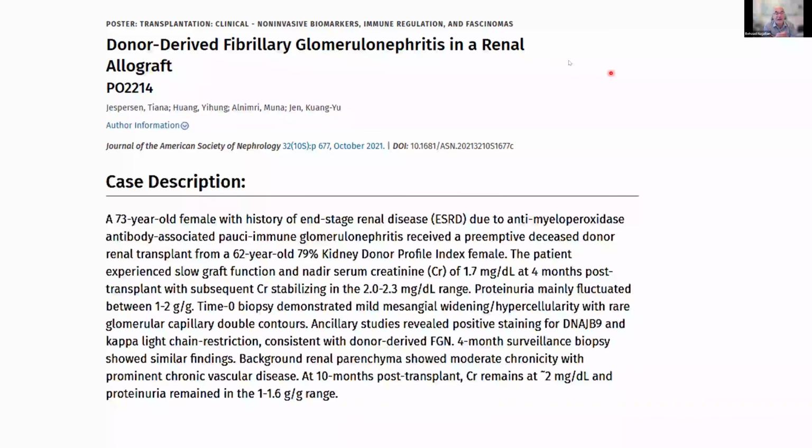There's nothing in that report saying whether they did IgG subtyping or protease digestion. They didn't. But I contacted them, and I think the plan is to write these cases up, and we can do protease digestion immunofluorescence on that case as well. The 4-month surveillance biopsy showed similar findings, so the fibrils were still there after 4 months. Background renal parenchyma showed moderate chronicity and prominent chronic vascular disease. At 10 months post-transplant, creatinine and proteinuria remained in the same range.